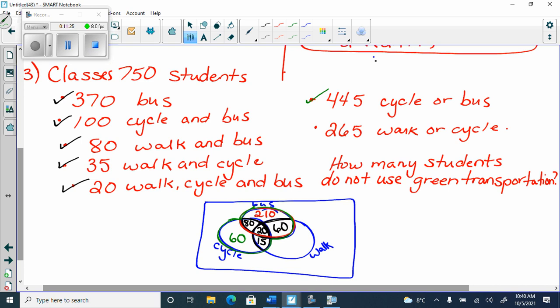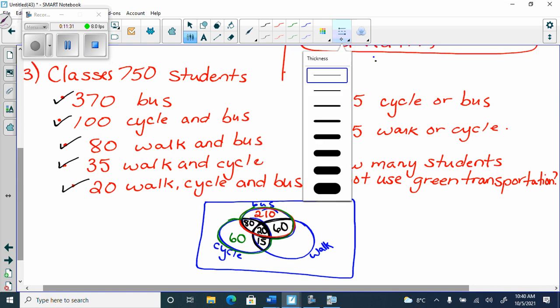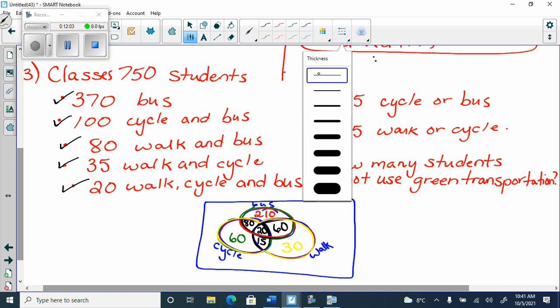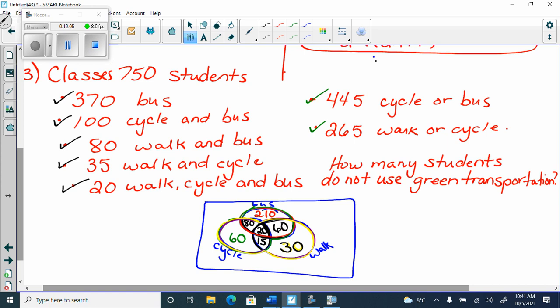And then 265 walk or cycle. Now I can do this one. So in the walk or cycle, it's going to be this snowman. Should have picked a lighter color. I'm going to pick yellow. So in this snowman, I need to have 265 people. I currently have 100, 120, so 220, 235. And I need to have 265. So how many just walk only? 30. Now what's the last thing I have to do?